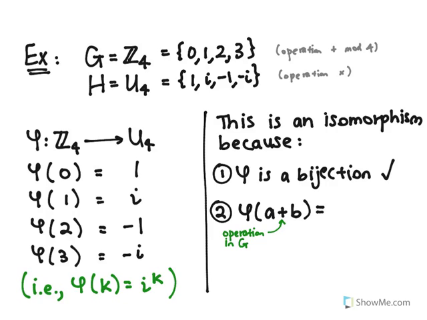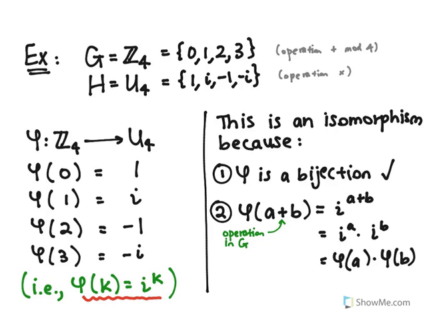So phi of A plus B, by this formula, can be expressed as i raised to the A plus B power. That's a consequence of this formula I've written down here. And then by rules of exponents, that's the same as i to the A times i to the B. But what's i to the A? That's the same thing as phi of A, again by that formula for phi. And i to the B, well, that's phi of B.